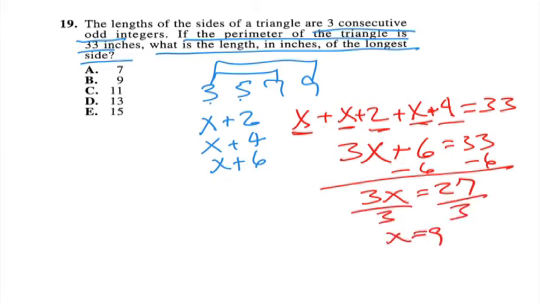And divide by 3, and we get x equals 9. Now notice x equals 9 is an answer choice, but before you make a mistake like this, you want to look back up. What did they ask for? They asked for the longest side. So that means my sides would actually be 9, 11, and 13. So it makes 13 the longest side, not the 9, making D the answer to number 19.